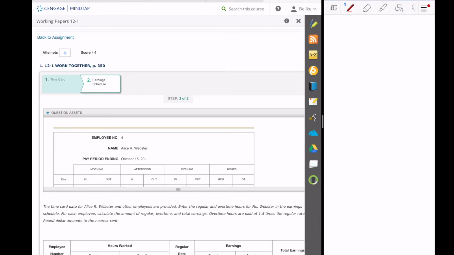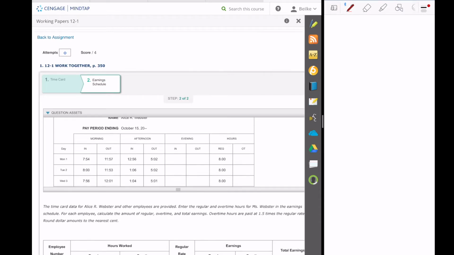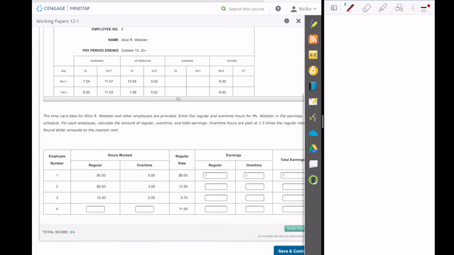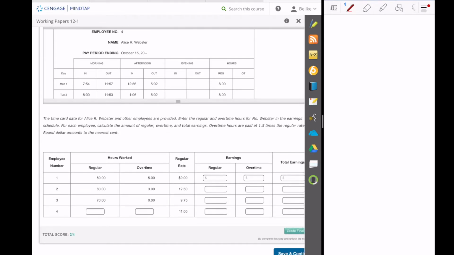Okay, moving on to part 2 of Work Together 12-1. It says, the time card data for Alice Webster and other employees is provided. Enter the regular and overtime hours for Ms. Webster in the earnings schedule. For each employee, calculate the amount of regular, overtime, and total earnings. Overtime hours are paid 1.5 times the regular rate.